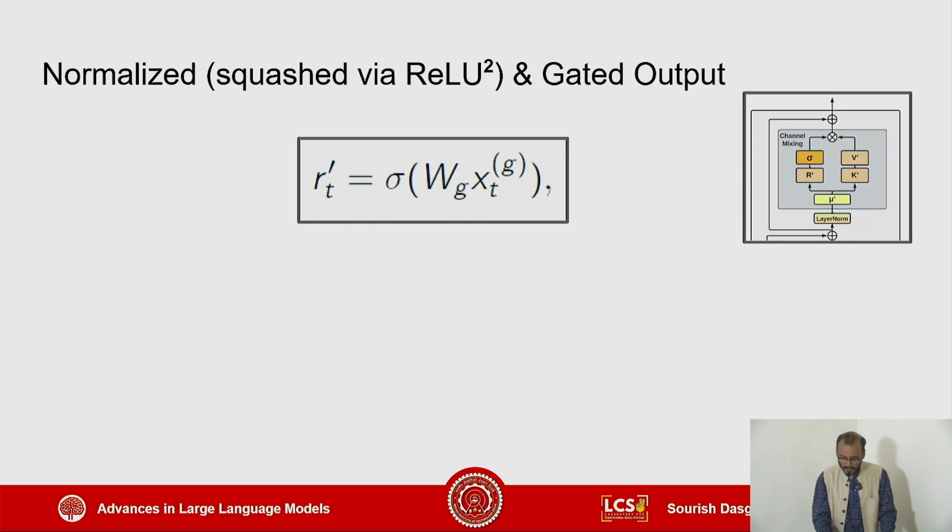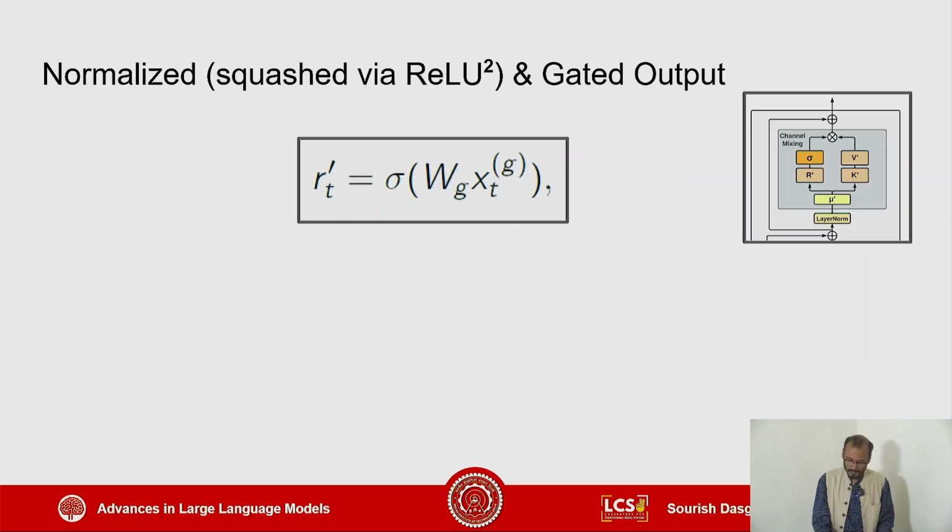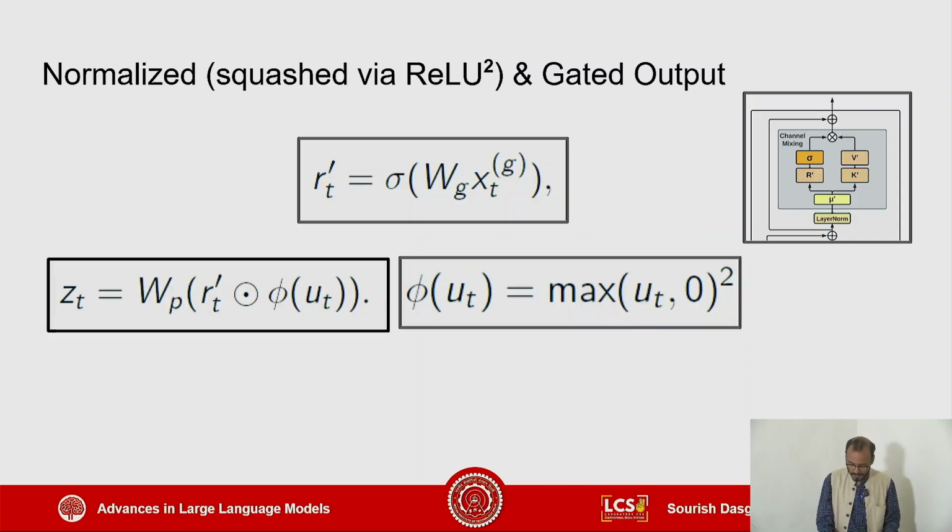So now the other guy, you create yet another gate out of the other guy, right? Which is this guy, xtg, right? And put a sigmoid so that everything becomes a percentage. And then what do you do? You apply that gate on a squashed version of that UT.